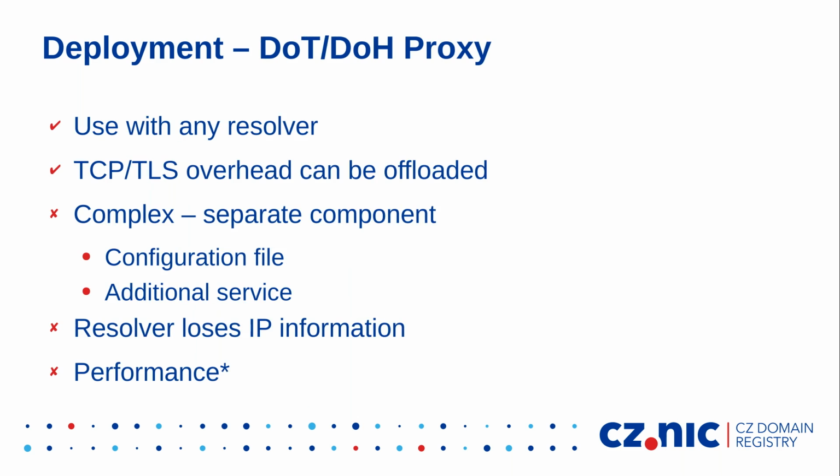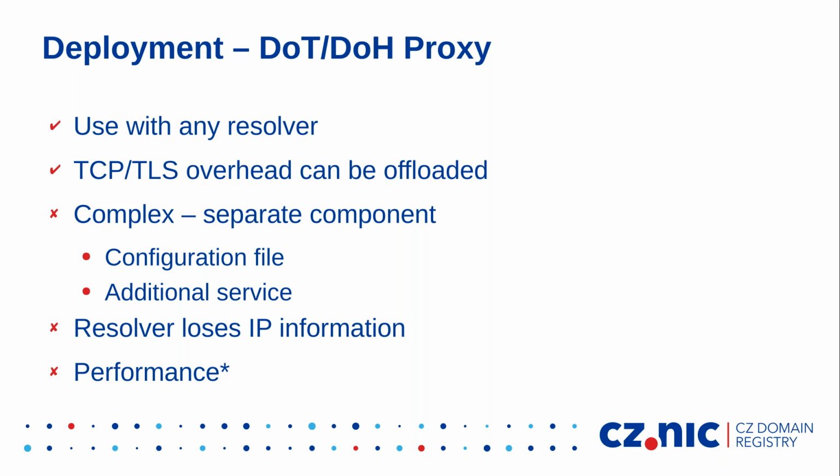So let's compare these two options. Let's say you want to use a proxy. Well, the good thing is that you can use it with any resolver implementation, older versions that don't necessarily have built-in support. And you can also offload the overhead of TCP and TLS. Establishing a TCP connection and the TLS handshake is really where most of the performance overhead comes from. So this can be a useful thing.